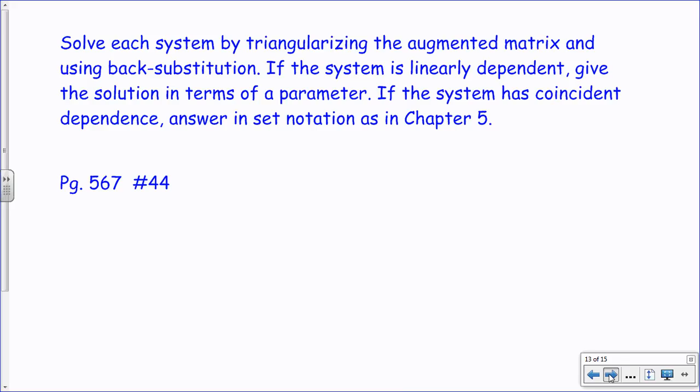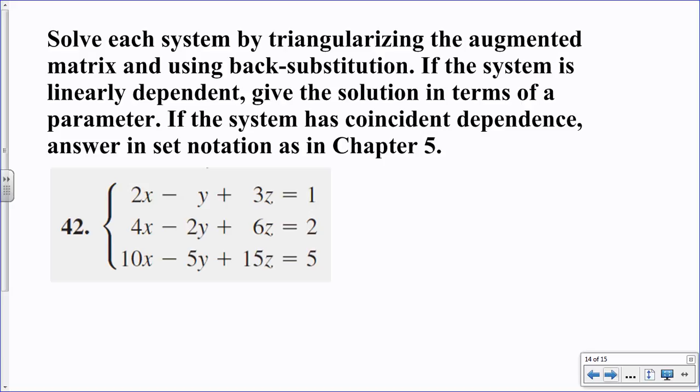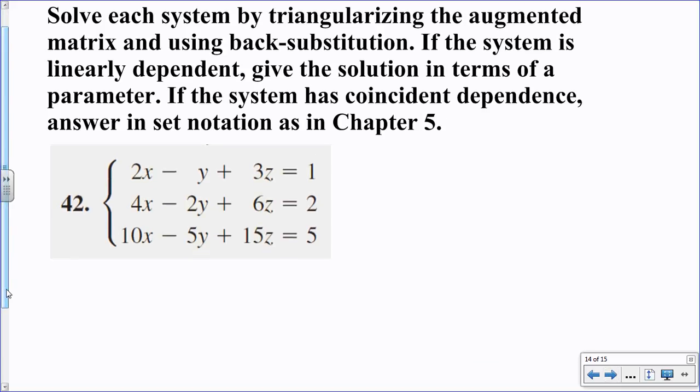So for example, if we look at this problem, it says solve each system by triangularizing the augmented matrix and using back substitution. Okay, that just means let's triangularize, let's try to get values for x, y, and z. But it could be dependent or inconsistent. If it's linearly dependent, give the solution in terms of a parameter. If it's coincident dependent, write the answer in set notation. So, first thing, write it as a matrix.